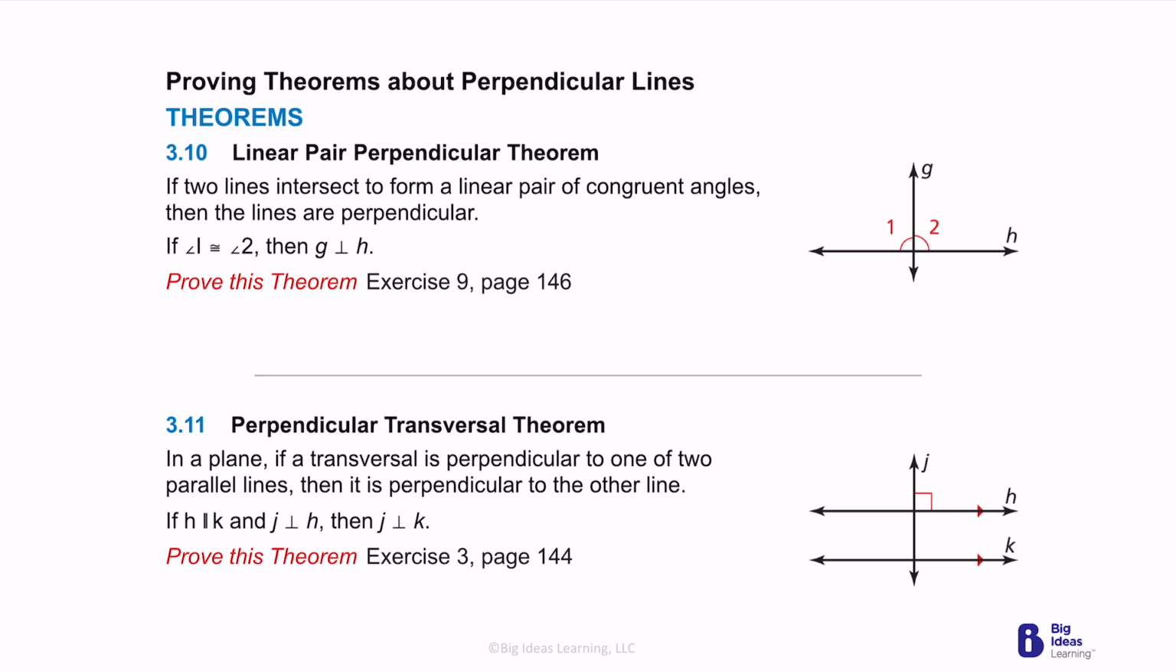So some more theorems you can use here for your proofs. So you have the linear pair perpendicular theorem. If two lines intersect to form a linear pair of congruent angles, then the lines are perpendicular, which should be kind of common sense. If you have these lines and these angles here are marked as being congruent, that's a straight line. They have to be 90 each. It's kind of obvious. So if you're in a plane here, if a transversal is perpendicular to one of two parallel lines, then it's also perpendicular to the other line, because that would be a right angle also, because of corresponding angles.